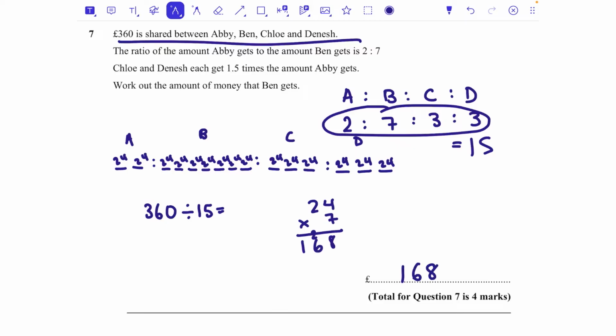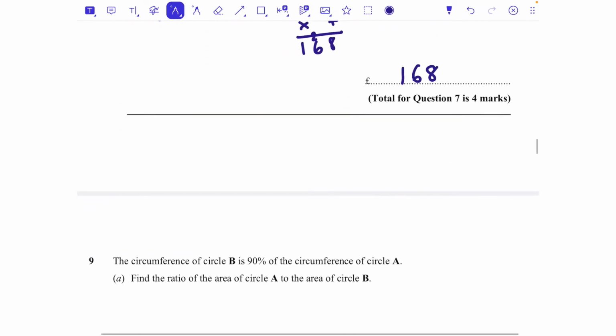You could work out each of their share, add it all up and check that it makes 360. But I'm happy we've got the right answer there. So well done. £168 for Ben.